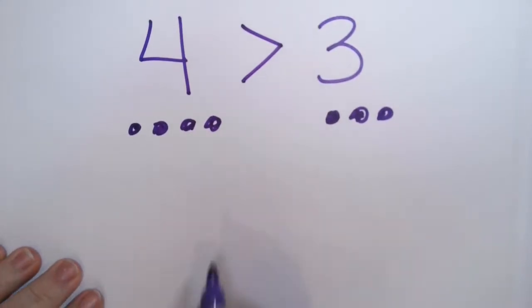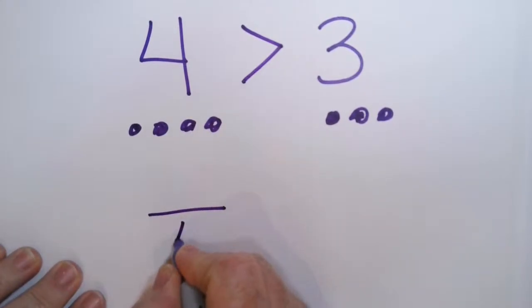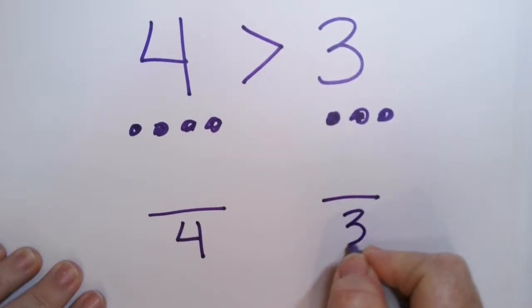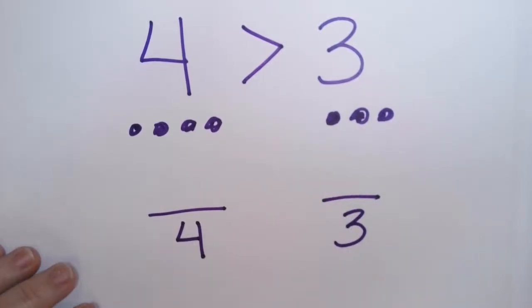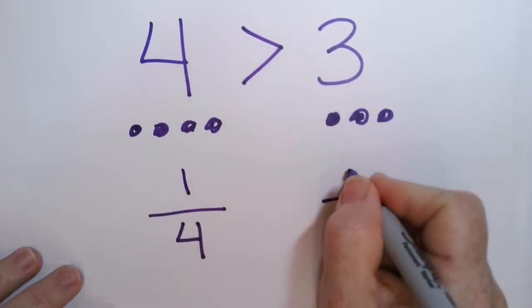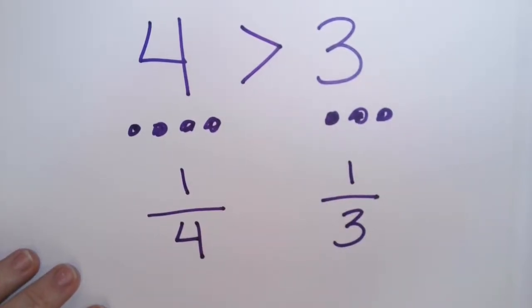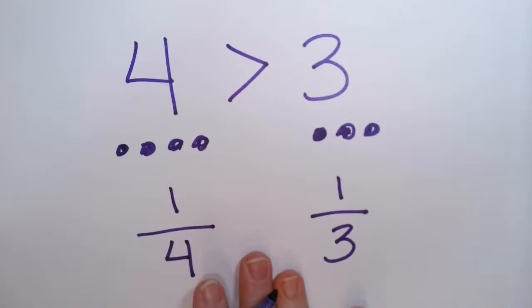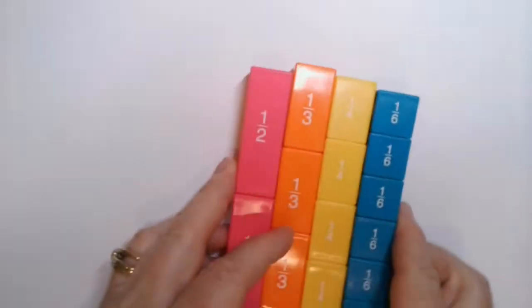However, if I put it in the denominator, if I put the 4 down here and I put the 3 over here, let's take a look at what this means. If I said 1/4 and 1/3, which one's bigger? Okay, so before you answer, let's check this out. Have you seen these things before?